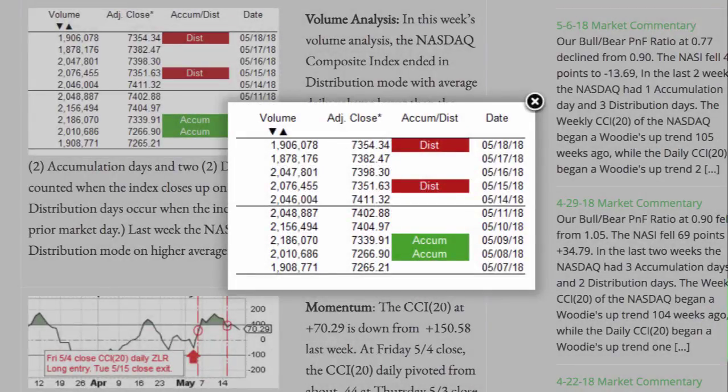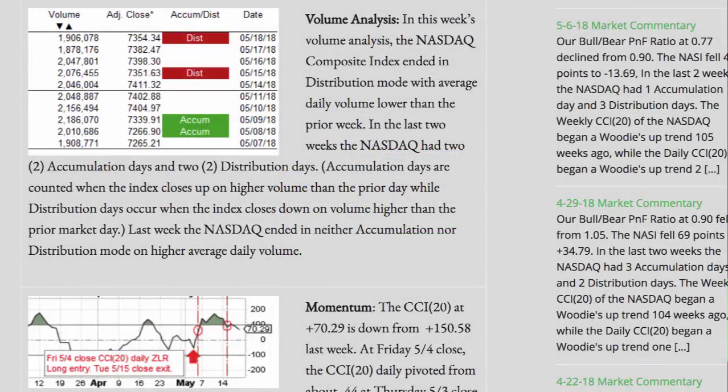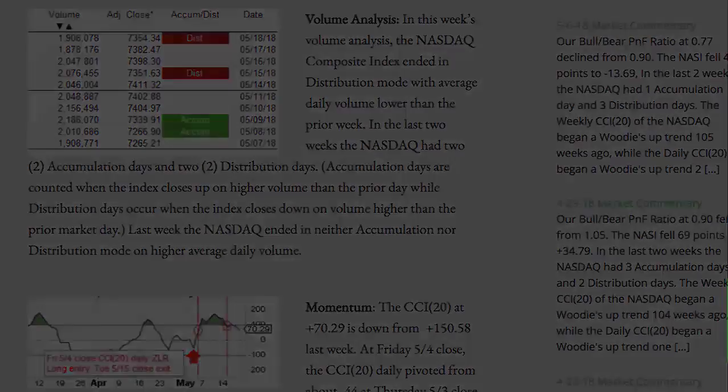Volume analysis. In this week's volume analysis, the Nasdaq Composite Index ended in distribution mode, with average daily volume lower than the prior week. In the last 2 weeks, the Nasdaq had 2 accumulation days and 2 distribution days. Accumulation days are counted when the index closes up on higher volume than the prior market day, while distribution days occur when the index closes down on volume higher than the prior market day. Last week, the Nasdaq ended in neither accumulation nor distribution mode, on higher average daily volume.